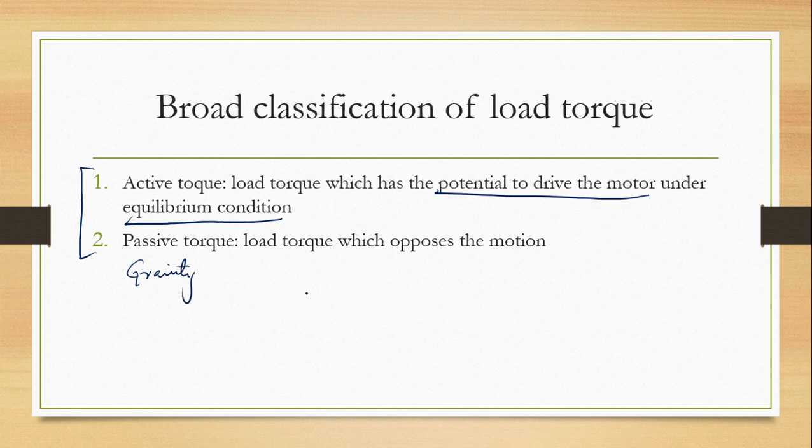So if I have a particular crane, and the crane has some load over here, and the crane is lifting this particular load. What will happen? You have gravity, and gravity is always exerting a downward force. So your crane has to create a torque in the upward direction to overcome the torque of gravity.